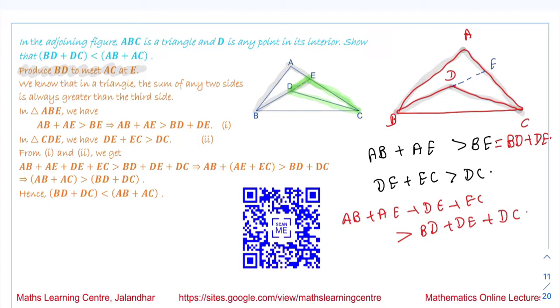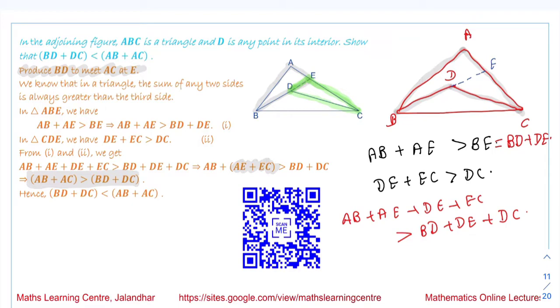So when we adjust these terms, we take AE plus EC over here, and the BD terms over here. So finally, after adjusting the terms, you will get AB plus AC is greater than BD plus DC, and this is what we had to prove.